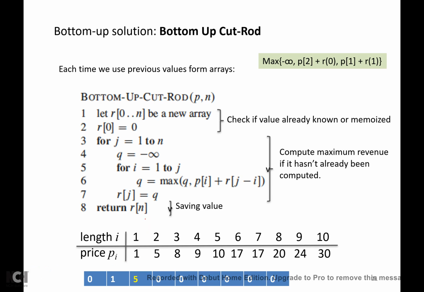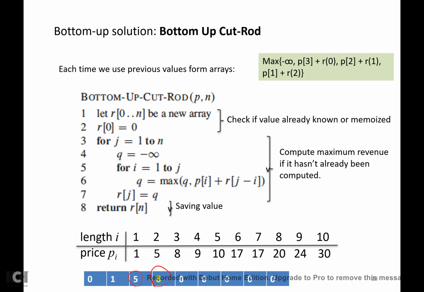R2. R2 is the maximum of negative infinity, or the first cut is in the 1st position, and we have this, or there's no cut, right? So the maximum of these two. Also corresponding to j equals 2, what do you have here? Well, from 1 through 2, you have a cut at the 1st position, or no cut. And in that case we fill 5 in the previous solution.